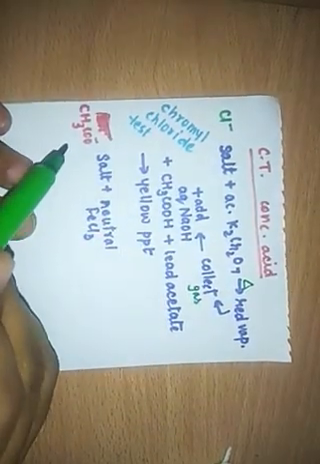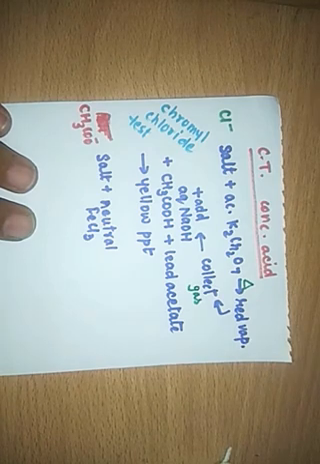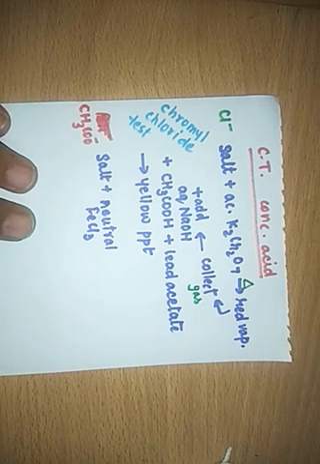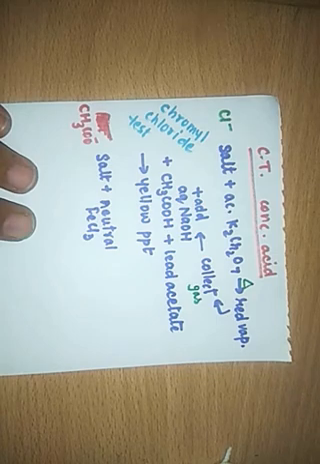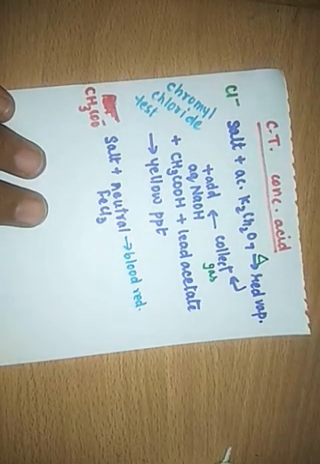Next one is for acetate ion. What you will do, you will take salt solution and then you will add neutral FeCl3, right? When you do that, you will get a blood red color, which confirms the presence of acetate ion.